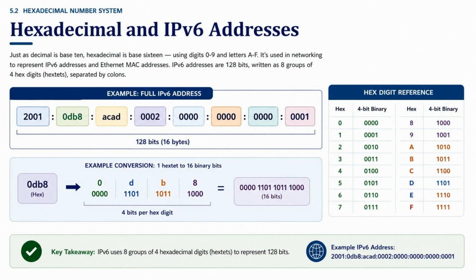Hexadecimal is base 16, using 0 to 9 and A to F. It shows up in networking for IPv6 addresses and Ethernet MAC addresses. IPv6 addresses are 128 bits total, written as 8 groups of 4 hex digits called hextets, separated by colons, shown on screen with the full address broken out by color.